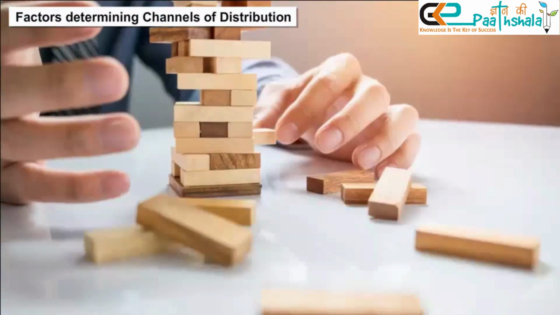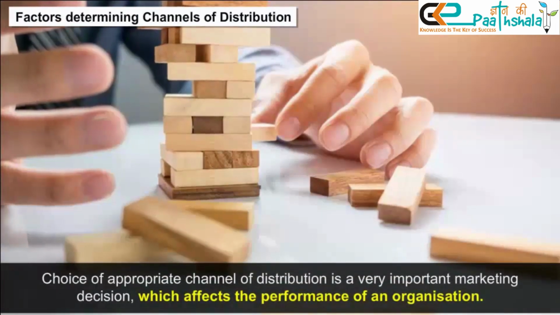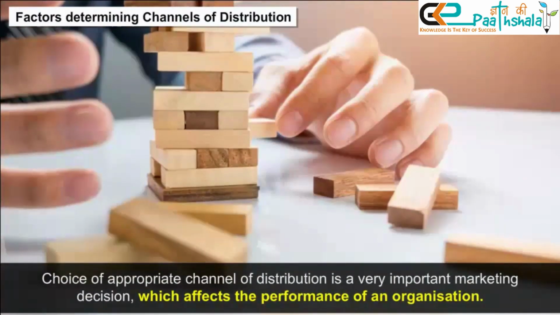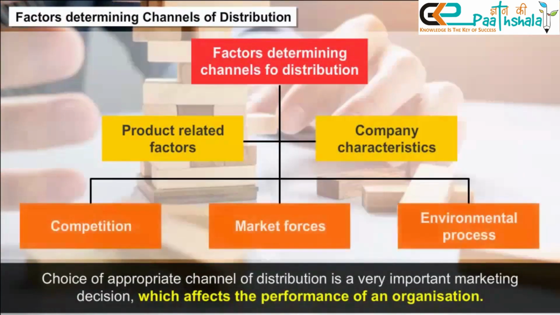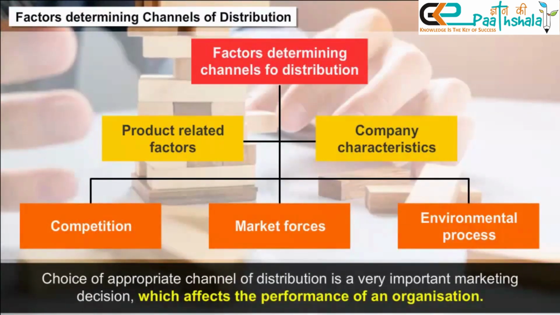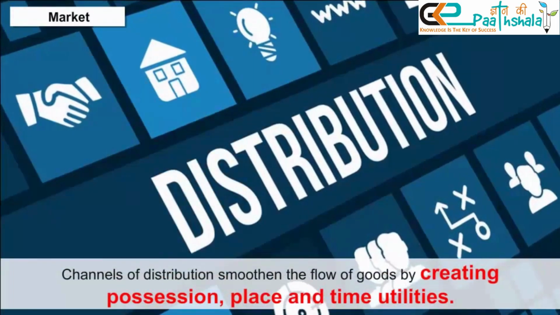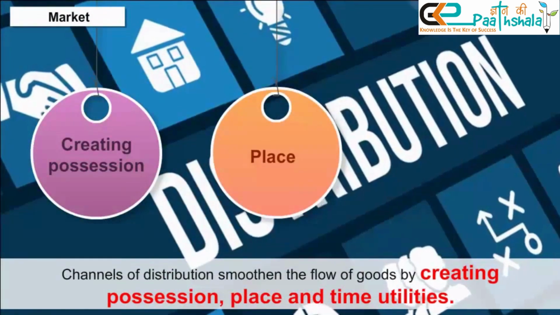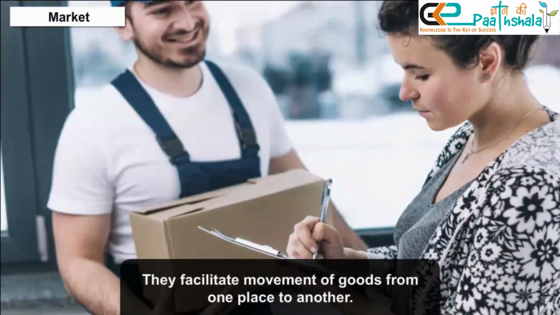Factors determining channels of distribution. Choice of appropriate channel of distribution is a very important marketing decision which affects the performance of an organization. The choice of a channel depends on the different factors as explained in the diagram. Functions of distribution channels. Channels of distribution smoothen the flow of goods by creating possession, place, and time utilities. They facilitate movement of goods from one place to another.